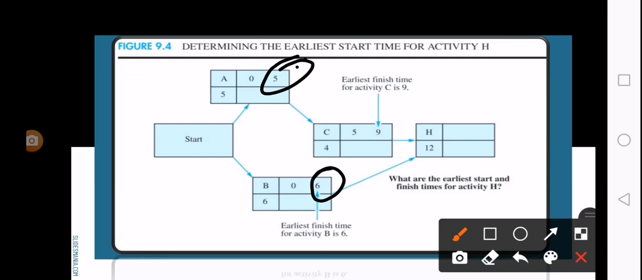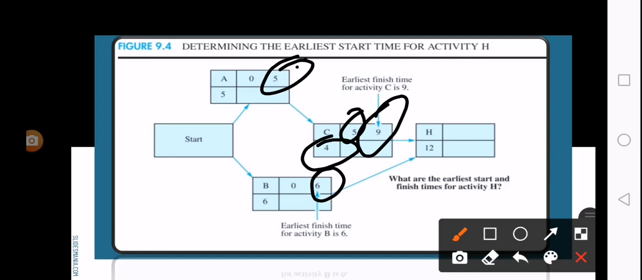So that becomes the earliest start time of C. Since A is finished, C follows right away. So the earliest finish time of A is the earliest start time of C. That is the earliest that activity C can start. So the earliest start time is 5. Since the earliest start time is 5, you add 4, which is the activity time. Therefore its earliest finish time is 9. So that is the formula.